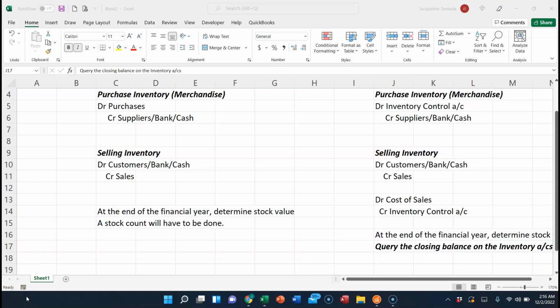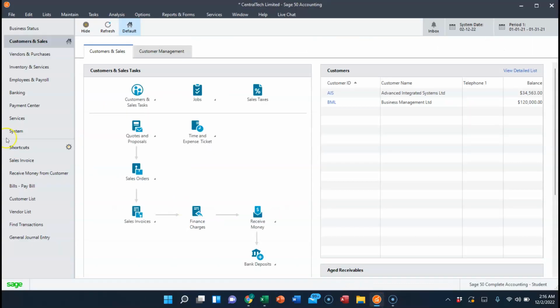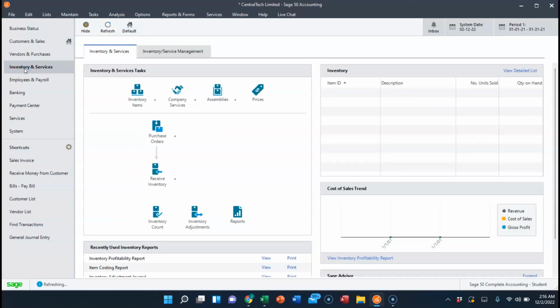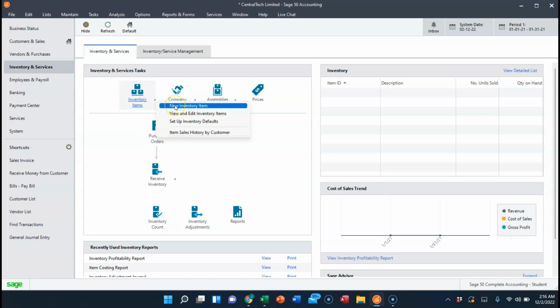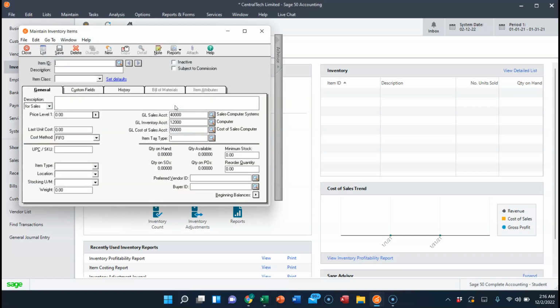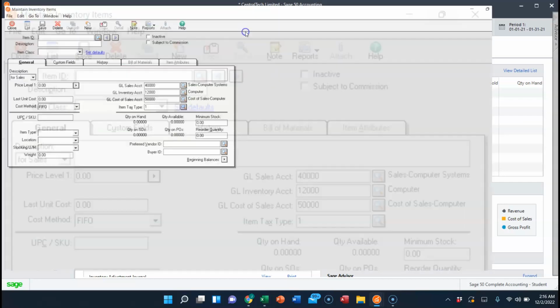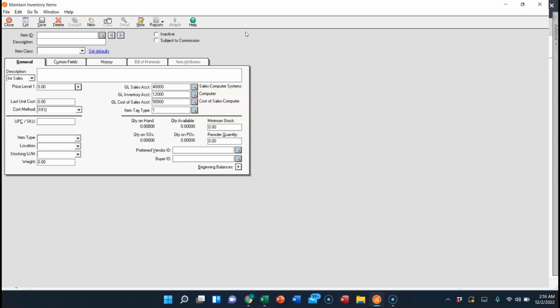Now, the next thing I want to do is to jump into the inventory panel on the navigation pane. So let's do that. And look at some of the icons that we have. Now, in adding the inventory, this is a window that we need. We click on that icon and we click on New Inventory Item. Now notice the screen that we have. I have maximized it.